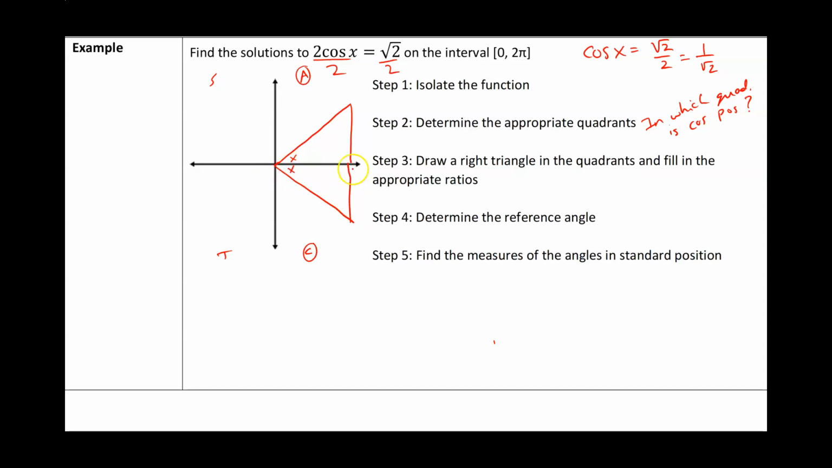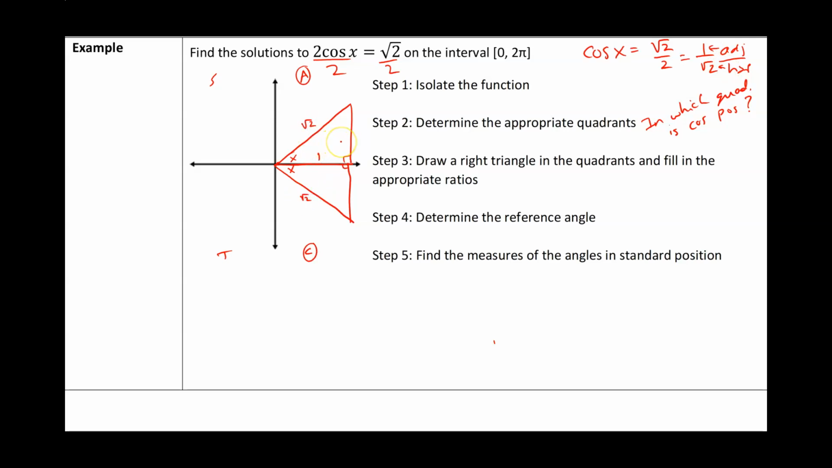Now let's put in the ratios. We know that cosine is, and remember, when you draw the angle, it's always going to be with the x-axis and the terminal side. So it's going to be like this. Now we're going to fill in the appropriate ratios. So cosine is adjacent over hypotenuse. So the adjacent is going to be 1, and the hypotenuse is going to be radical 2.